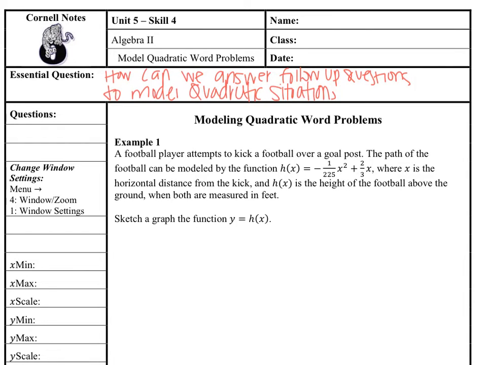We're taking a look at Unit 5, Skill 4, Modeling Quadratic Word Problems. So please take a second to write down your essential question. This should have a question mark. And then we're going to take a look at example 1. So we're looking at modeling quadratic word problems.